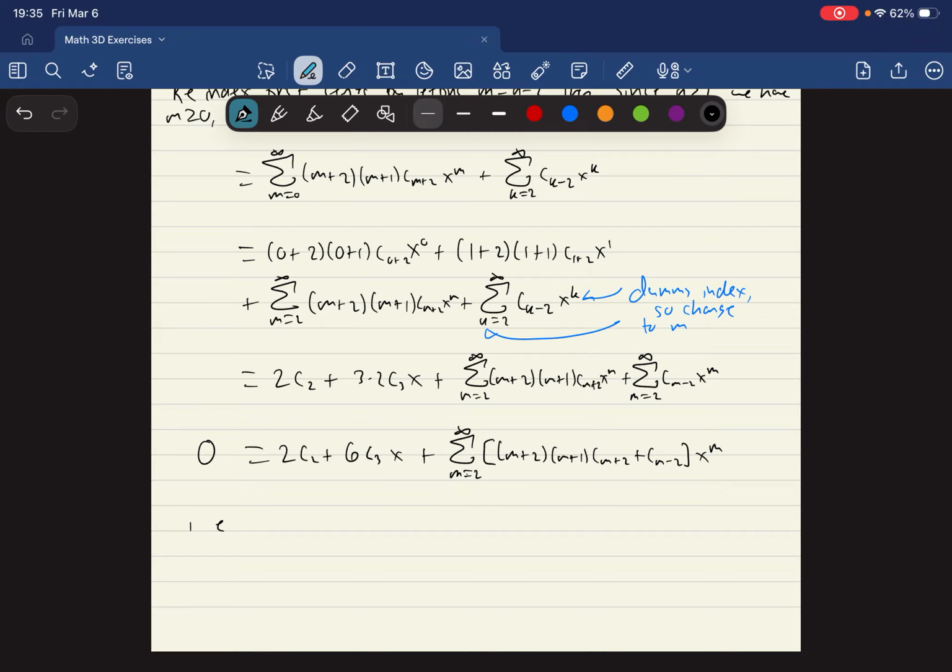So the only way, I'll write this out. So the only way for a power series to be 0 is if all its coefficients are 0. It's similar to how when you have a polynomial, the only way for that polynomial to be identically 0 is if all its coefficients are 0.